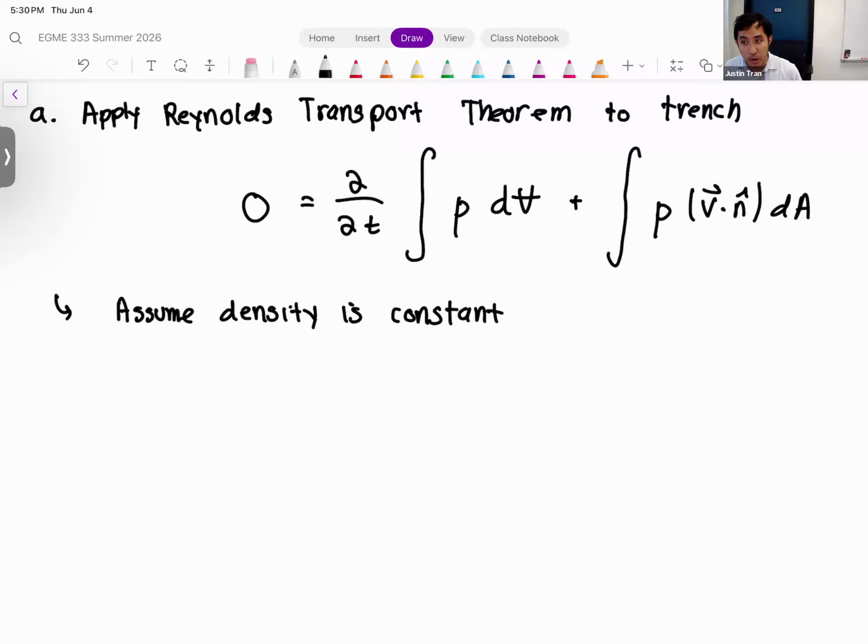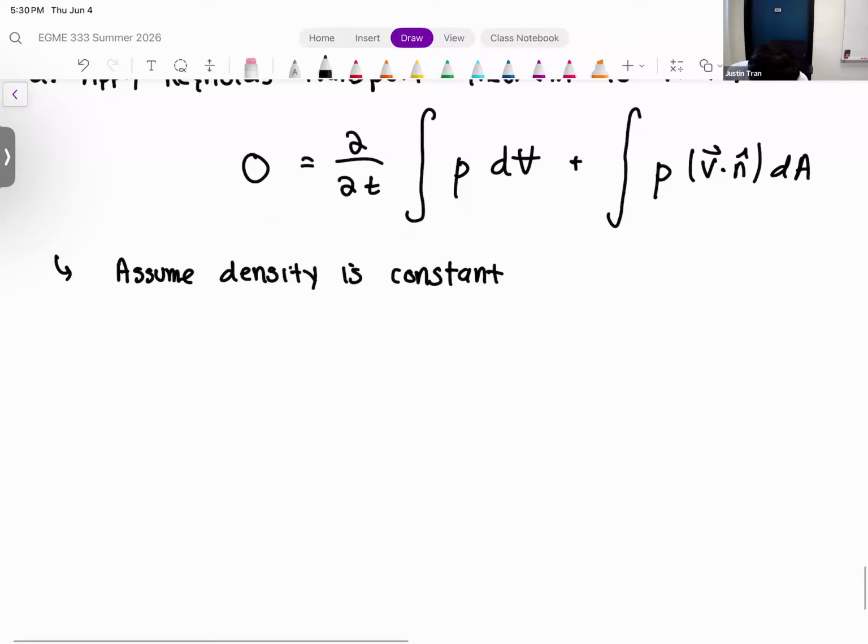And so if we assume the density is constant, we can then pull them out of the integrals, right? So the density is not going to vary within the control volume itself. Right. And so we have partial t. We can even pull the density out here. So we have density multiplied by partial t of integral of dv.